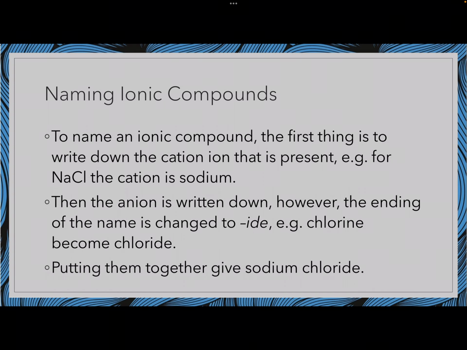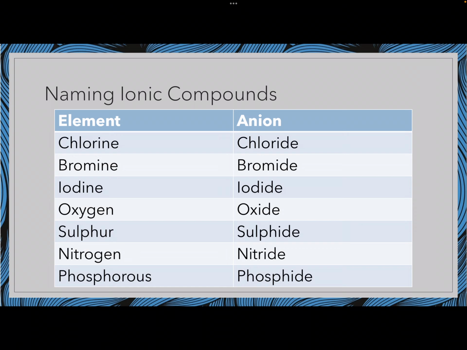Now, putting those things together, it gives us sodium chloride. Whenever we say sodium chloride, when we think of table salt, it's not sodium chlorine, it's chloride, because it's the ion. So these are some of the elements and their associated anion. Chlorine becomes chloride, bromine, bromide, oxygen becomes oxide, nitrogen becomes nitride, phosphorus becomes phosphide. This is important, especially when we have to differentiate nitrides from nitrates. Sorry, not in the next lesson, next slide.